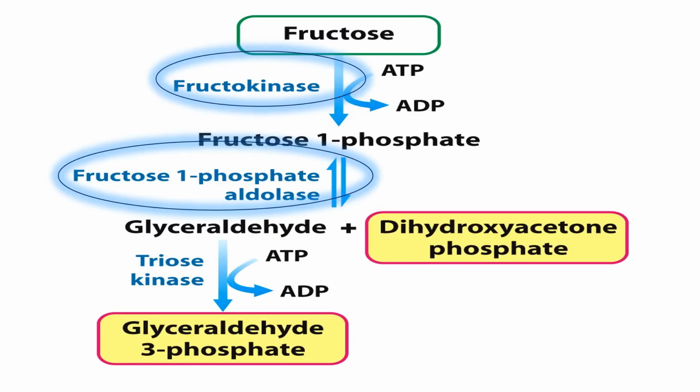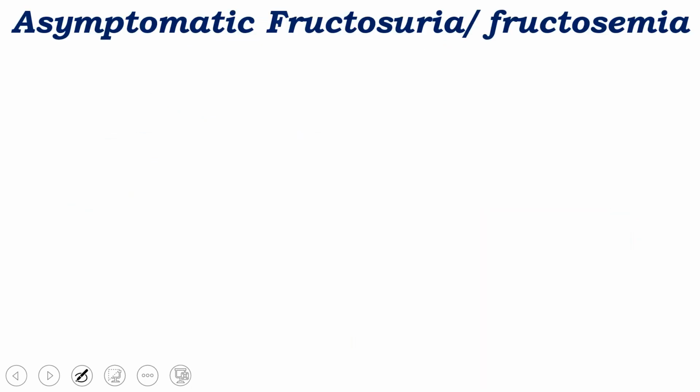Now, this is the same pathway. Fructose is converted to fructose 1-phosphate and it will be split. So here we require aldolase and here we require fructokinase. So this is one disorder and this is another disorder. This is fructosuria, fructosemia, and this is hereditary fructose intolerance. Now, one by one we are going to see it. So first one is asymptomatic fructosuria or fructosemia.